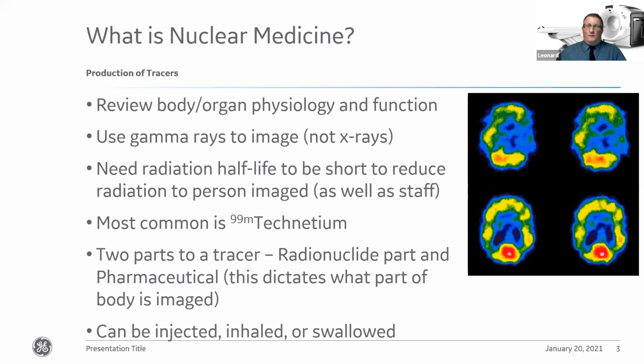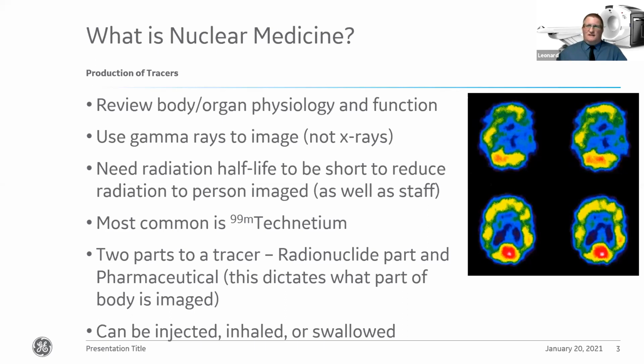There are instances where we want to have a longer-lived isotope. So we can use gallium, for example, and some of the other isotopes to do further investigation rather than just doing it on a single day. And the injections themselves normally are intravenous, but we can use gases, not just liquids, to allow us to also inhale or even swallow the radioactive components. And that will dictate what we're looking at. So that means we can view the lungs, for example, or the stomach and things as well.